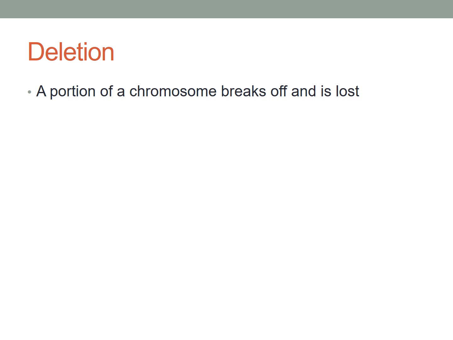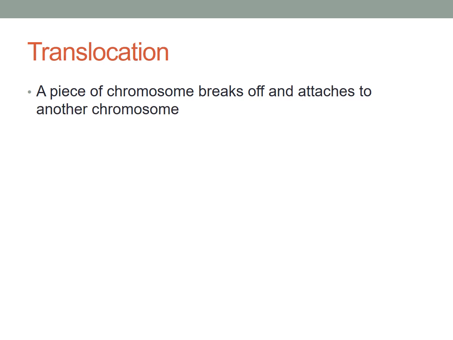Some additional types of chromosome abnormalities are due to changes that occur not in the total number of chromosomes, but within the composition of the individual chromosomes itself. A deletion occurs when a chromosome piece breaks off and is lost. A translocation occurs when a piece of a chromosome breaks off and attaches itself to another chromosome.